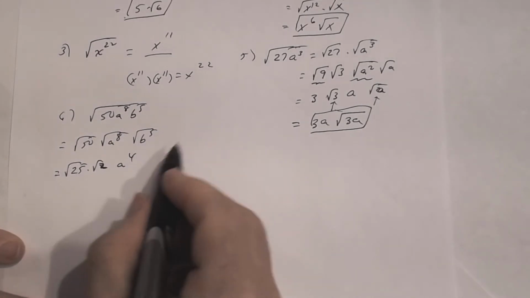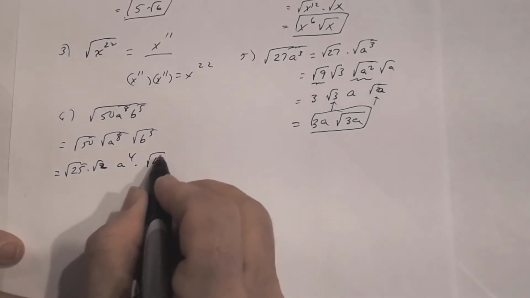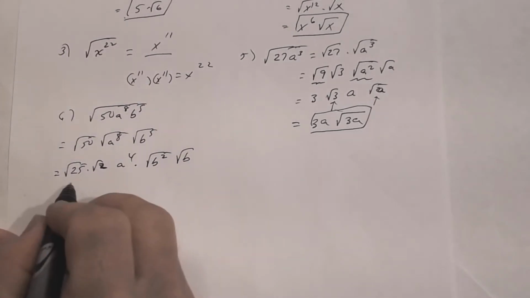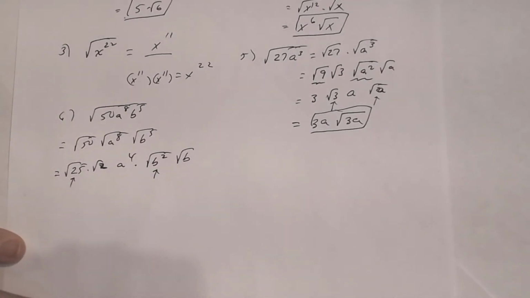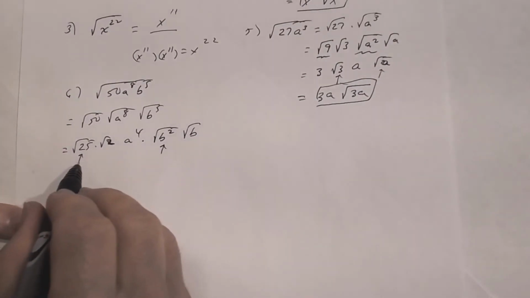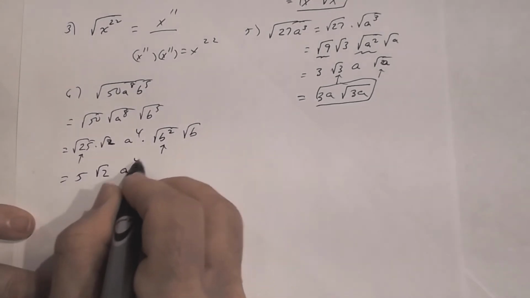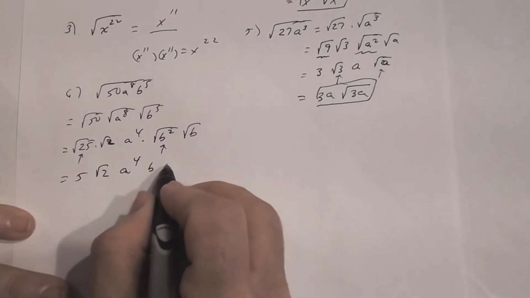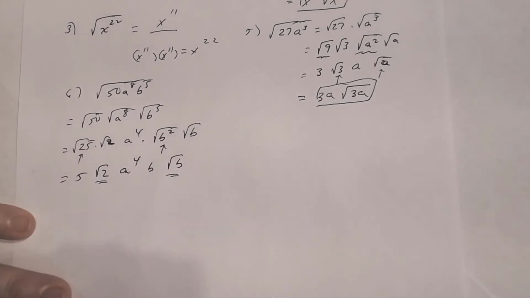Now this is odd, so I have to rewrite it. So I'm going to rewrite this as the square root of b squared times the square root of b. All right, so I can simplify this and this in terms of square roots. So the square root of 25 is 5, so you get 5 square root of 2 times a to the 4th. I can simplify this. The square root of b squared is b times the square root of b. Now remember, you got to rewrite the product of those square roots as one.